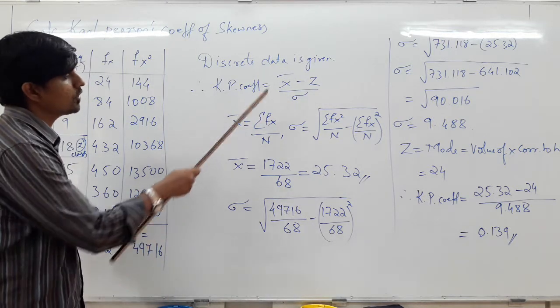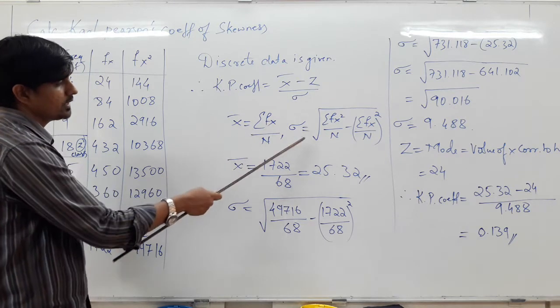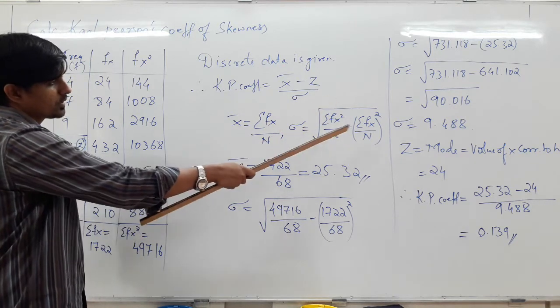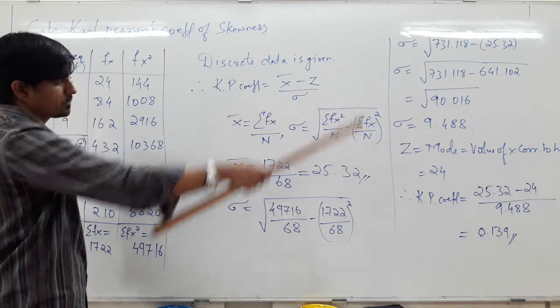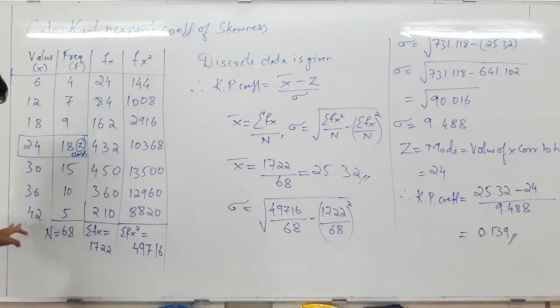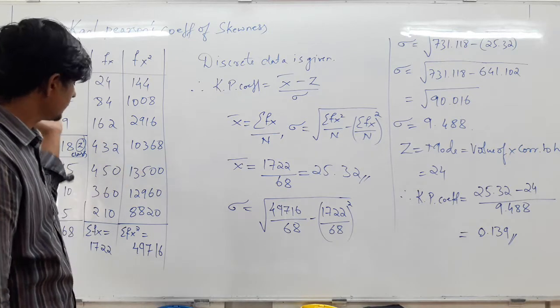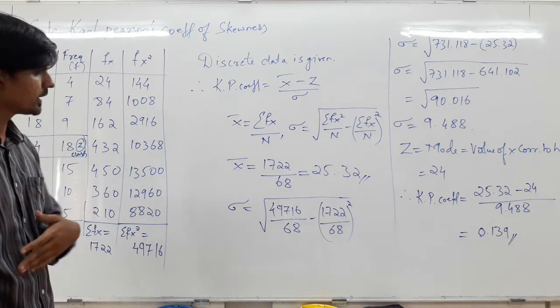deviation. Now what is the formula for x bar? X bar is equal to summation fx by n. Standard deviation is equal to under root summation fx squared by n minus summation fx by n whole squared. If you want, you can use the U method also, that is the deviation method also, but we have done the direct method. You can try it with the deviation method.